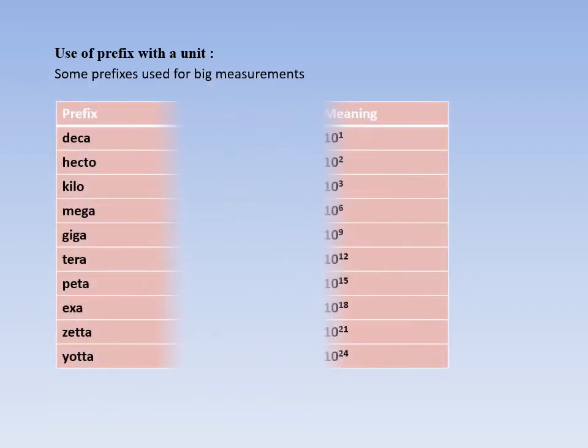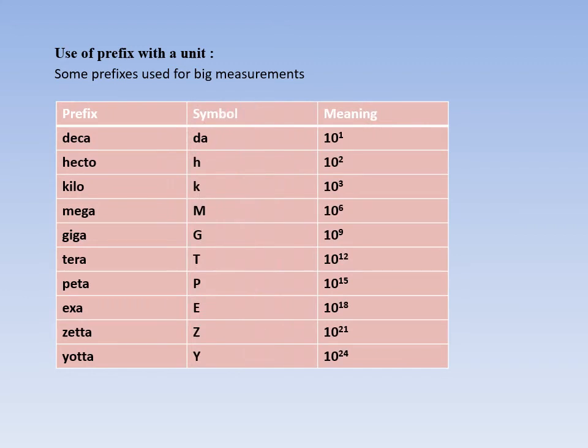Prefix, symbol and meaning. Deca, the symbol is da, meaning 10 to the power of 1. Hecto, h, 10 to the power of 2. Kilo, k, 10 to the power of 3. Mega, M, 10 to the power of 6. Giga, G, 10 to the power of 9.